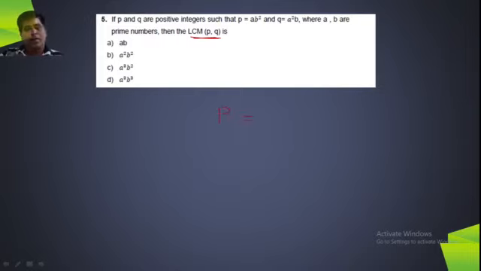So P is equal to AB square, Q is equal to A square B. What is the LCM? The LCM of P and Q is the highest power of each prime number involved. In A power 1 and A power 2, the highest power is A power 2. In B square and B power 1, the highest power is square. So the LCM here is A square into B square. So this is your option.